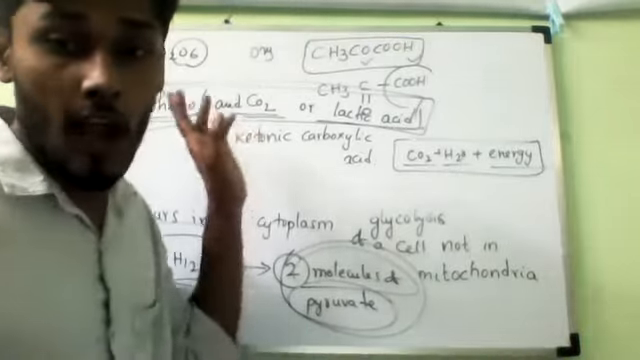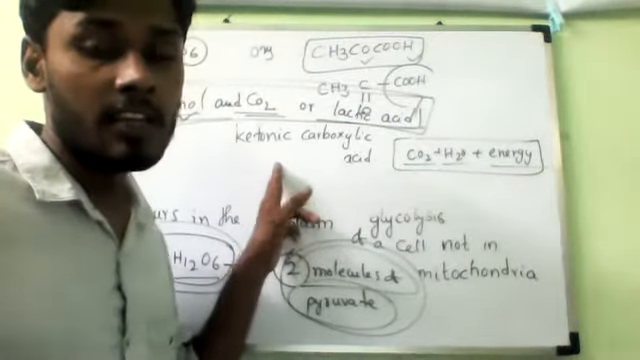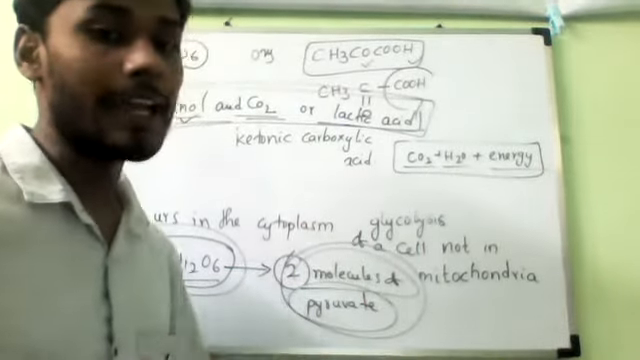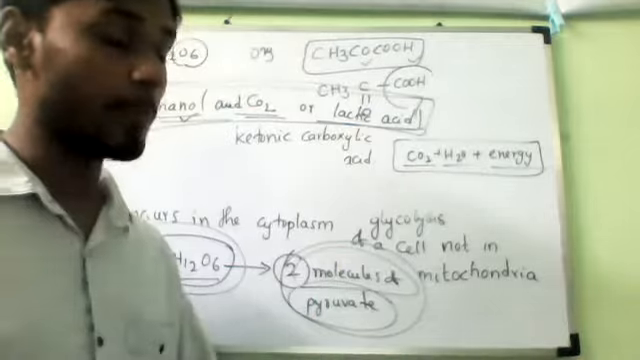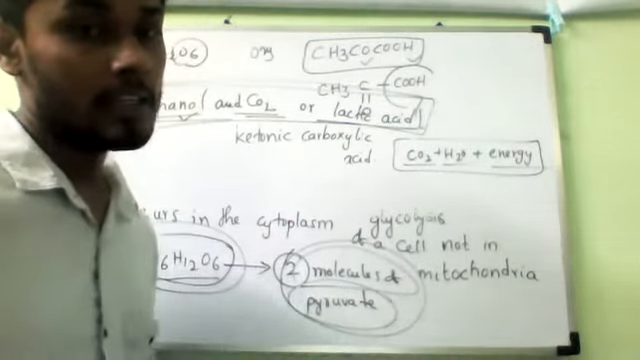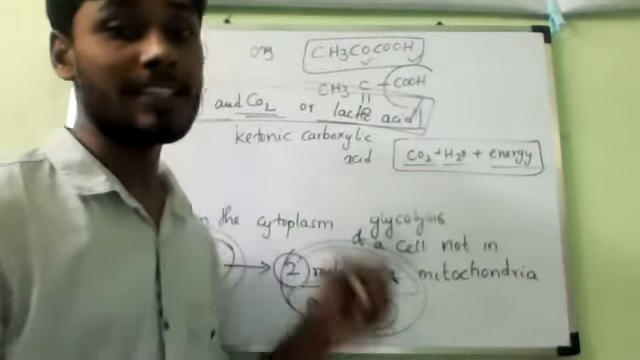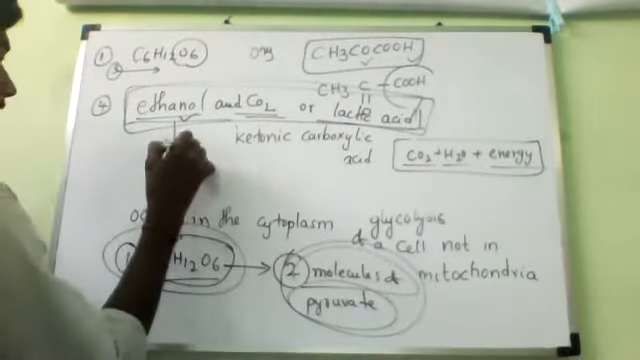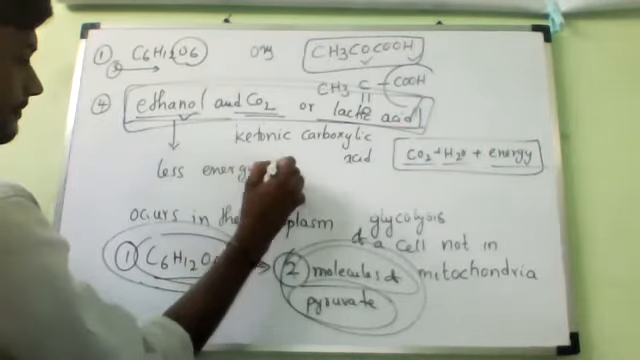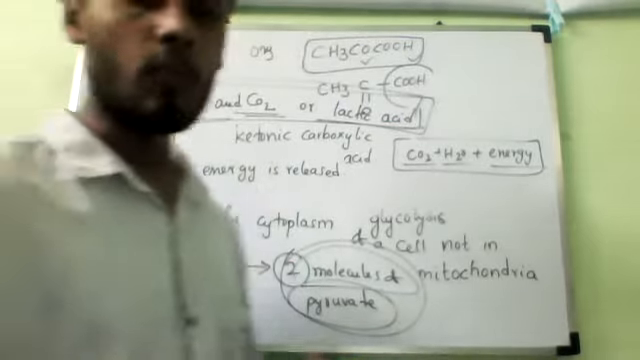Okay, ma'am. So in the absence of oxygen, if oxygen is not present in the cells, then the pyruvic acid may be converted into ethanol and carbon dioxide or lactic acid. That depends on whether it is taking place in a plant cell or an animal cell. That is what you should remember. But in this situation, in the absence of oxygen, you should remember much less energy is released. This is the 4th point.